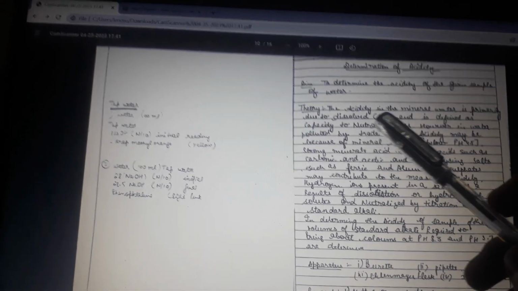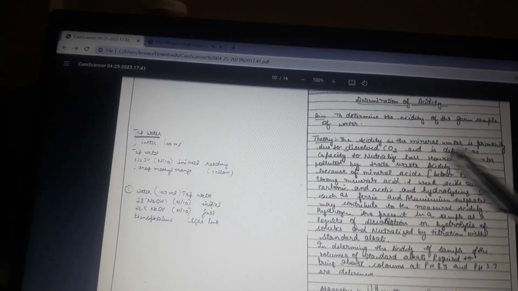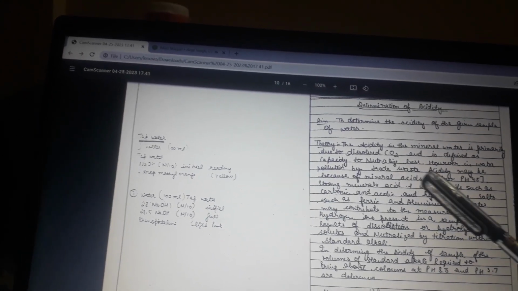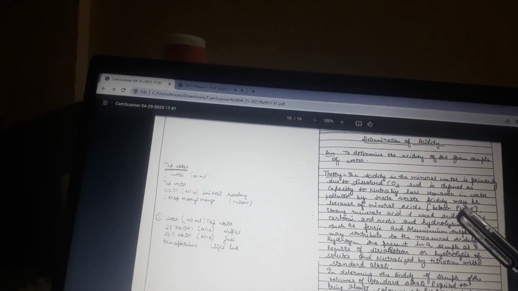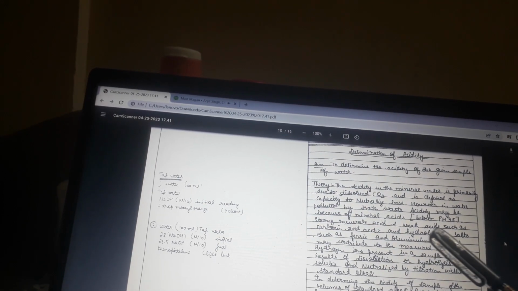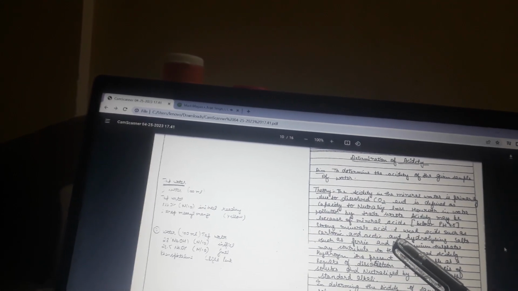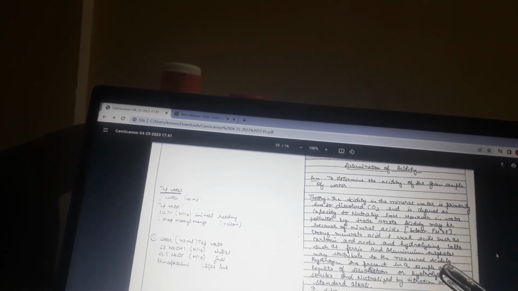Theory. The acidity in mineral water is primarily due to dissolved carbon dioxide and is defined as capacity to neutralize base. However, in water polluted by trade waste, acidity may be because of mineral acids below pH 4.5. Strong mineral acids and weak acids such as carbonic and acetic, and hydrolyzing salts such as ferric and aluminum sulfates may contribute to the measured acidity.